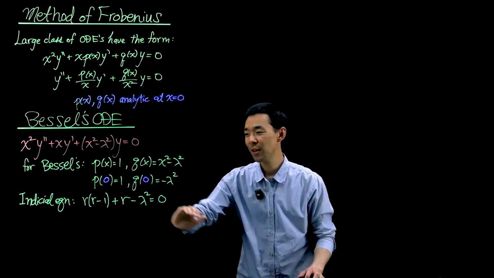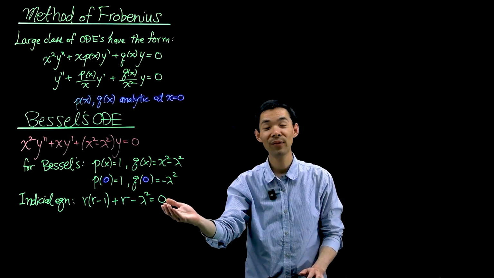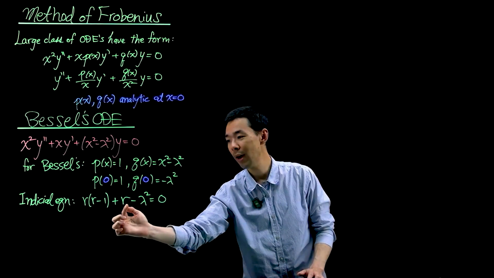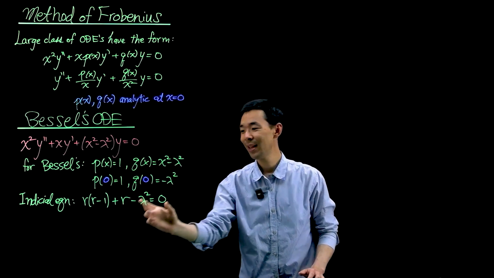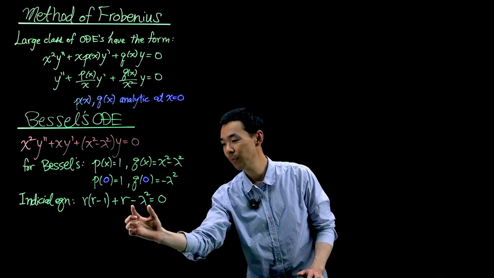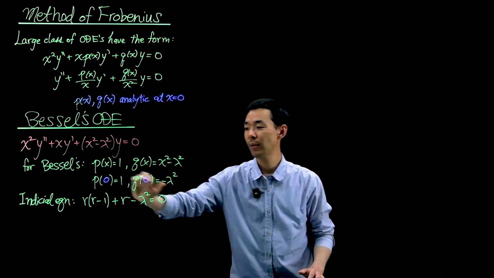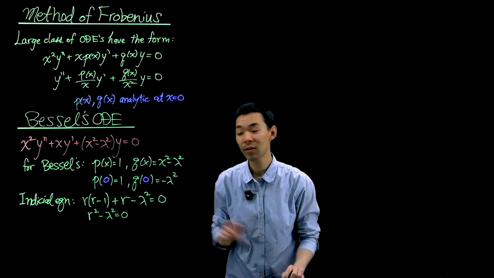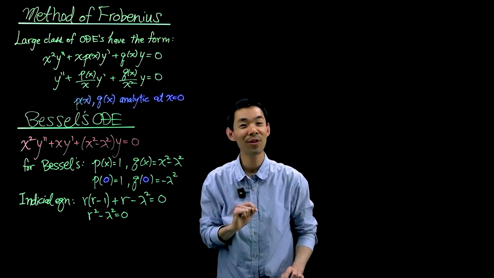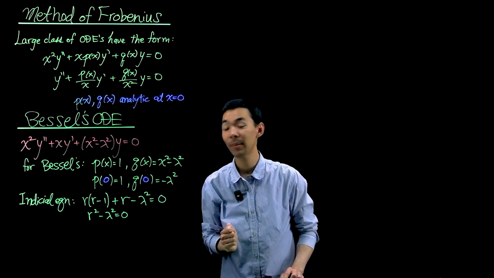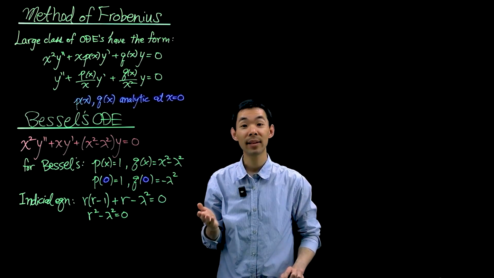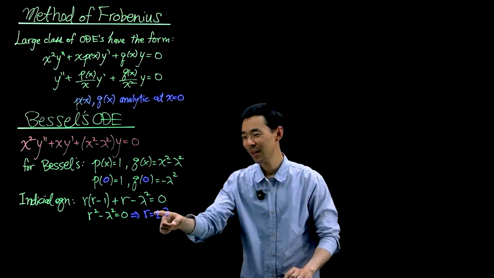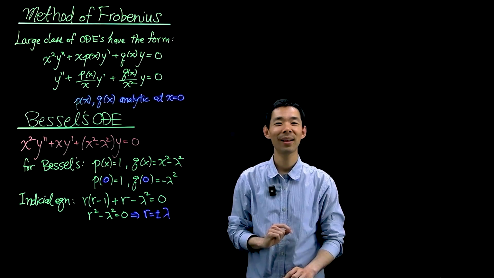Our indicial equation looks like this. All we've done is to plug in P of 0, which is 1, into right here. So this r has a prefactor of the value 1. And next, Q of 0 is just simply equal to negative lambda squared. Now, this is just a quadratic equation for r. That looks just like this because the factor of r just canceled, and we get r squared minus lambda squared equals 0. So we get distinct roots equal to lambda. So we get the roots r is equal to plus or minus lambda.